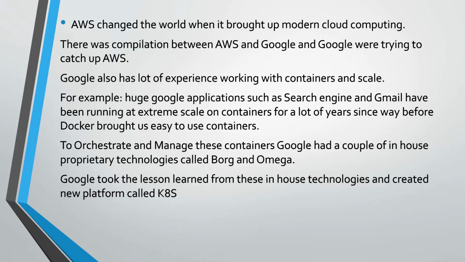Now, how Kubernetes came into the picture in the olden days: AWS changed the world when it brought up modern cloud computing. There was a competition between AWS and Google, which was trying to catch up with AWS. Google also had very good experience with containers and scale. The name Google, we have been hearing for so many years, right? It already had the Google search engine and Gmail.